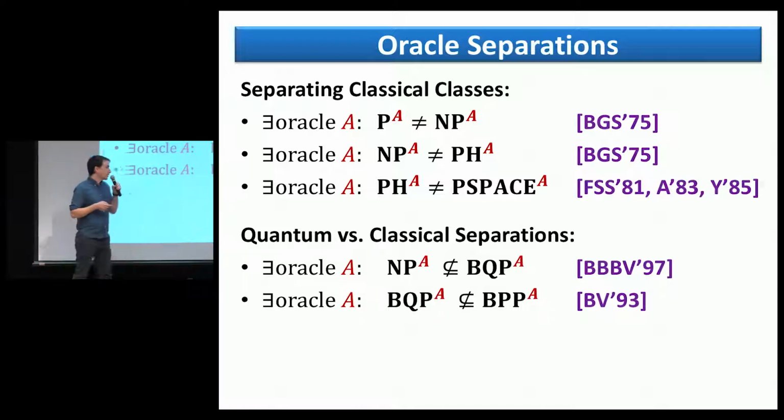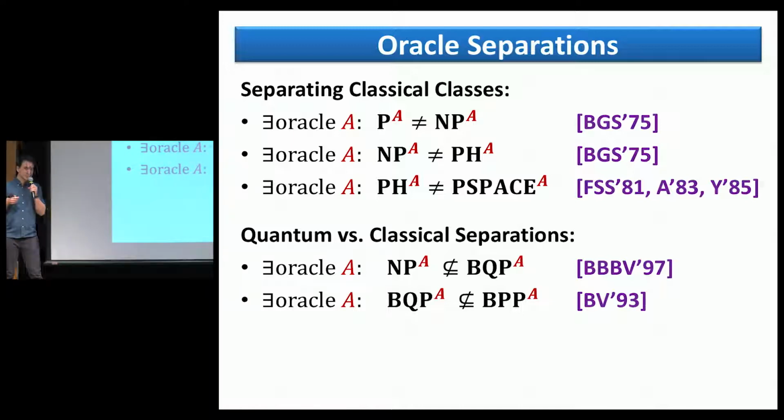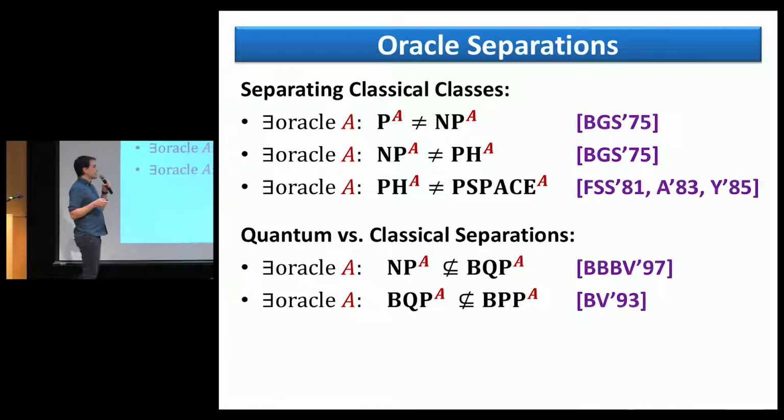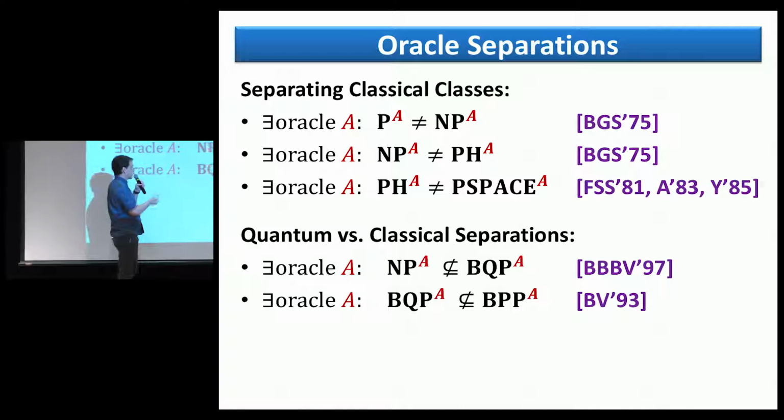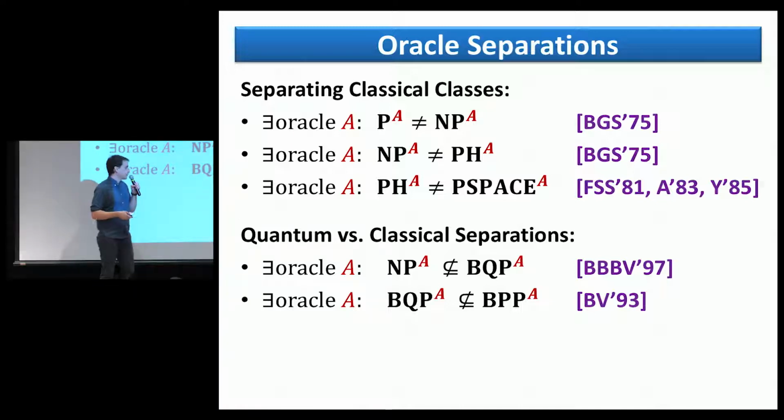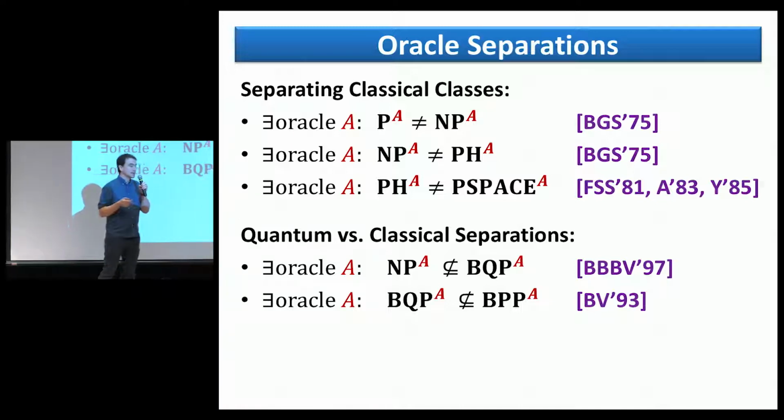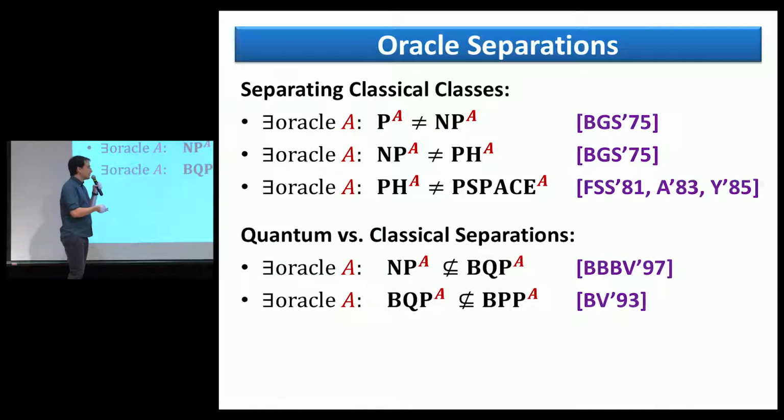Okay, on the other hand, we are here in QIP, so we want to show that quantum is useful for something. In this seminal result of Bernstein and Vazirani, they show that there exists some oracle such that BQP to the A is not in BPP to the A. So some tasks can be performed by a quantum algorithm, but not by a randomized algorithm with access to the same oracle.